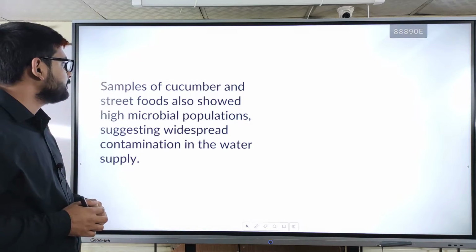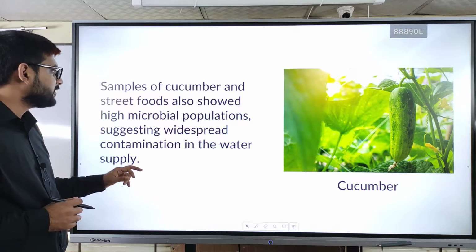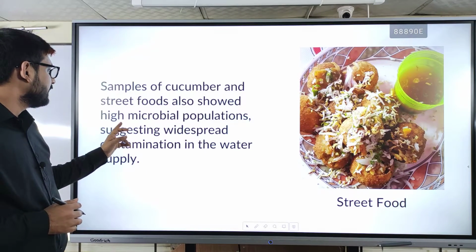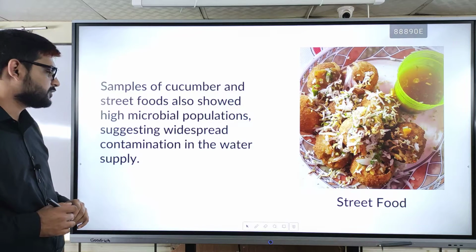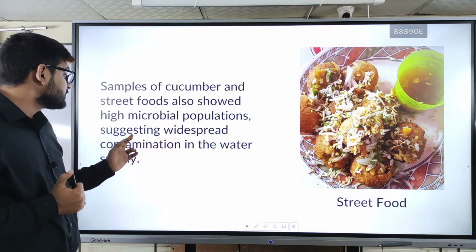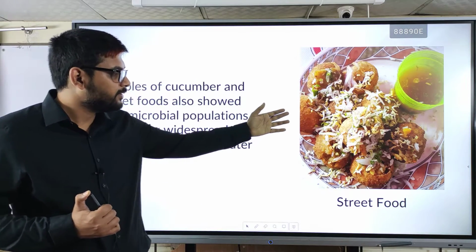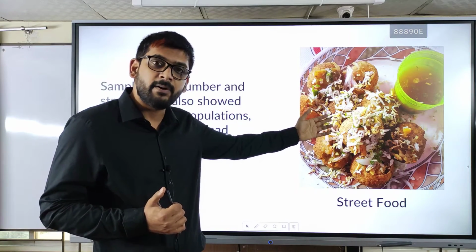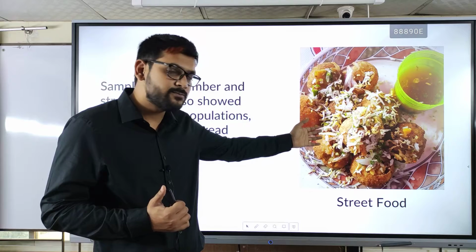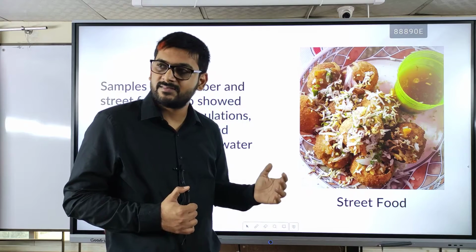Samples of cucumber and street foods, we all like fuchkas, also showed high microbial populations. These things also contain many bacteria and microbes, suggesting widespread contamination in the water supply. So if street foods contain microbes, where did the microbes come from? These microbes come from the water they are using to make these things.